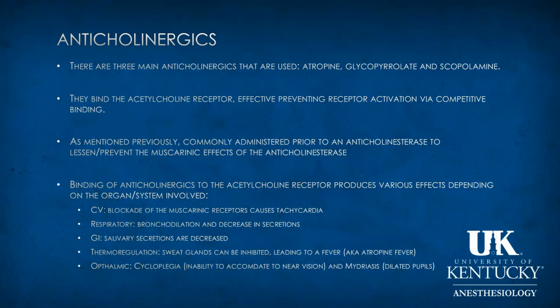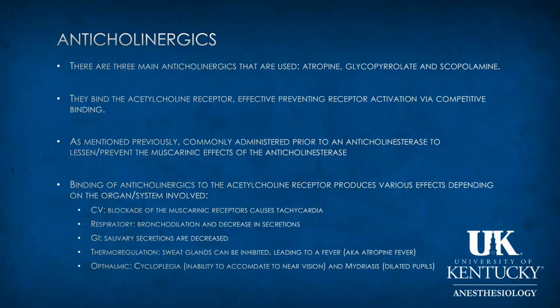We'll talk about anticholinergics now. There are 3 main anticholinergics that are used: atropine, glycopyrrolate, and scopolamine. These anticholinergics bind the acetylcholine receptor, effectively preventing receptor activation via competitive binding. And as mentioned previously, these anticholinergics are commonly administered prior to an anticholinesterase to lessen or prevent the muscarinic effects of the anticholinesterase.